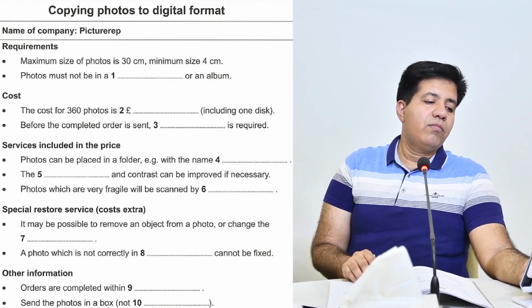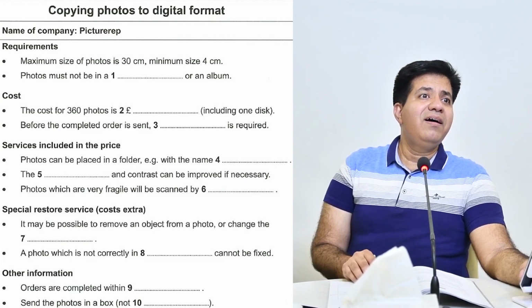Oh, and talking of fixing photos, I've got a few that aren't properly in focus. Can you do anything? No.